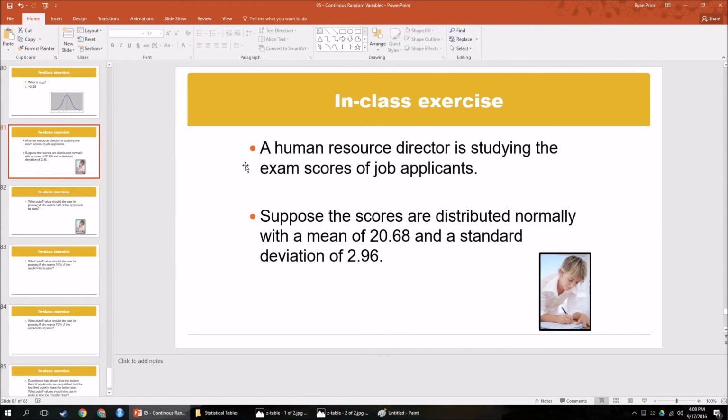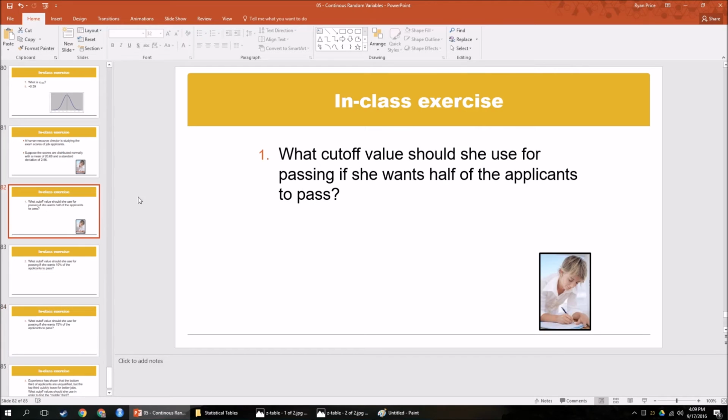So going back to the exact same example we had in class, talking about the human resource director and giving out the exam scores, analyzing them, trying to peg who's passing, who's failing, what have you. Same information. The mean is 20.68. Standard deviation is 2.96, and I'm assuming this is points of some kind, okay? Knowing that and knowing what we just went through, what cutoff value should she use, the human resource manager, for the passing score if she wants half of the applicants to pass?